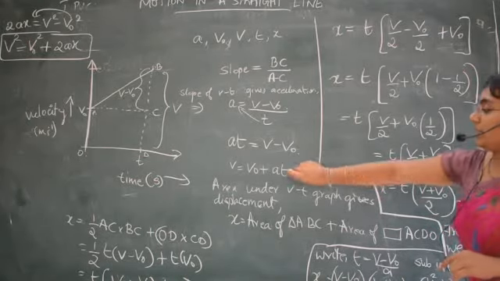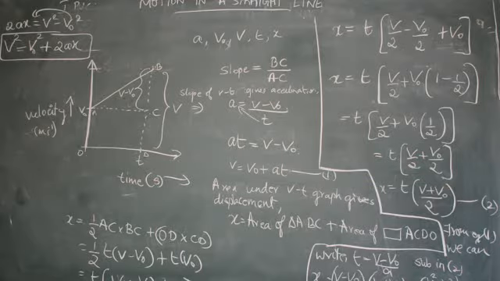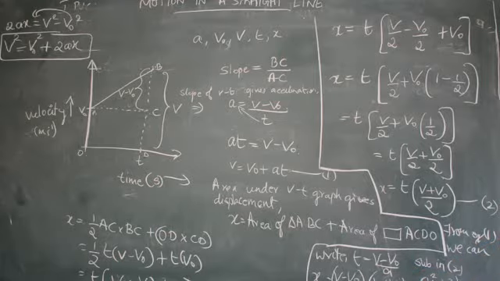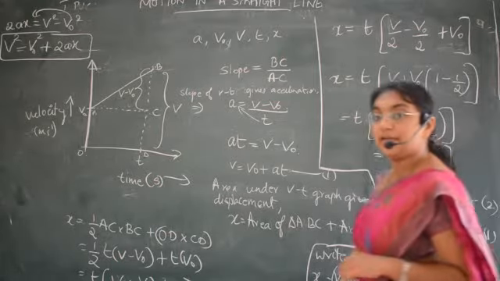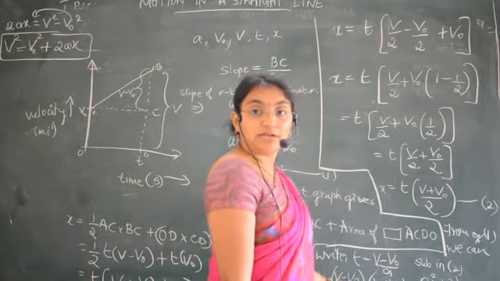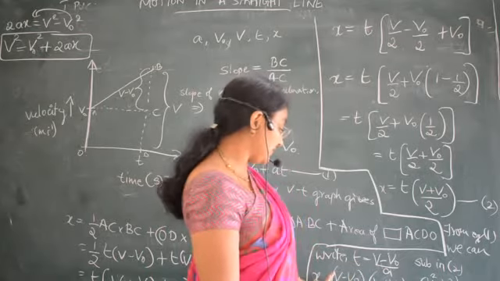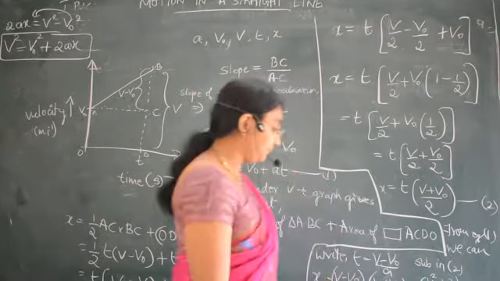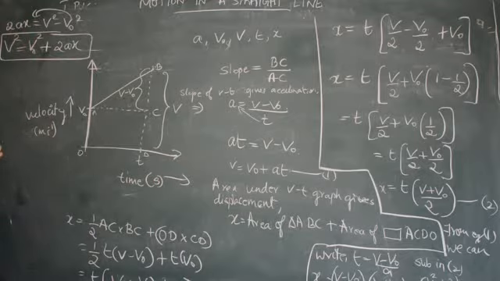From equation number 1, I can write T is equal to V minus V naught by A. Let us substitute that in equation number 2. So we get X is equal to V minus V naught by A, into V plus V naught by 2. A plus B into A minus B, so we can write it in that format: A square minus B square, that is V square minus V naught square by 2A. Take this denominator to the other side, we get 2AX is equal to V square minus V naught square. Rearrange it, we'll get V square is equal to V naught square plus 2AX.